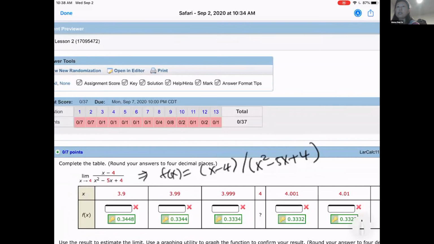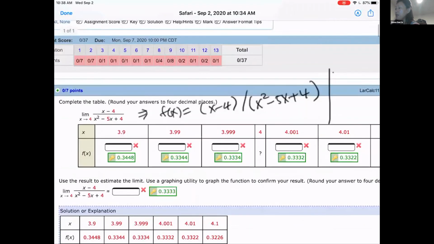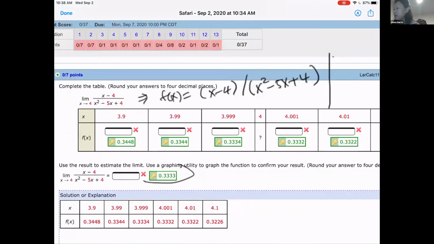Okay, so that's why when you look at this problem, that's why your answer is what? 0.3333. All right.